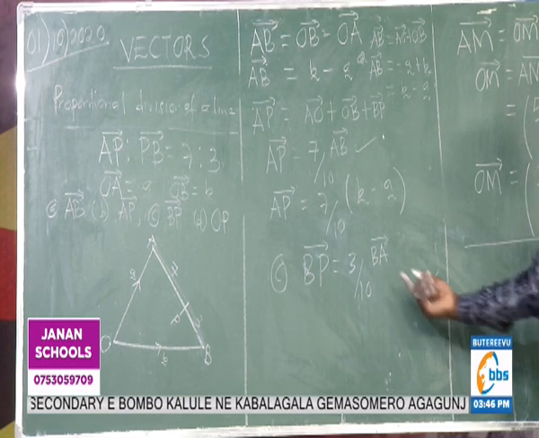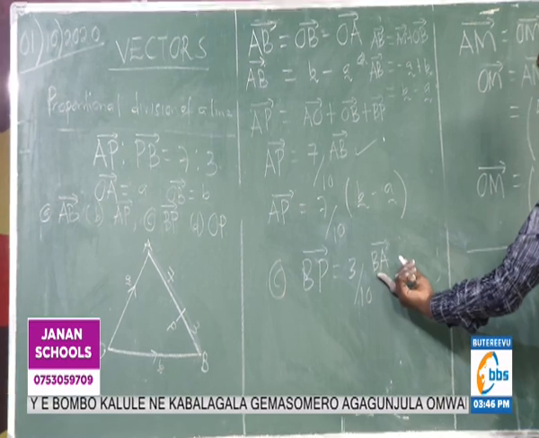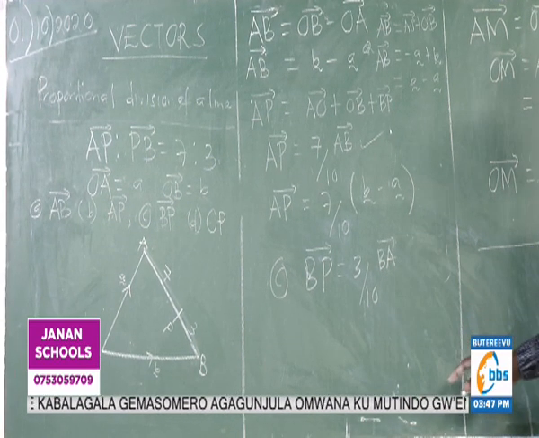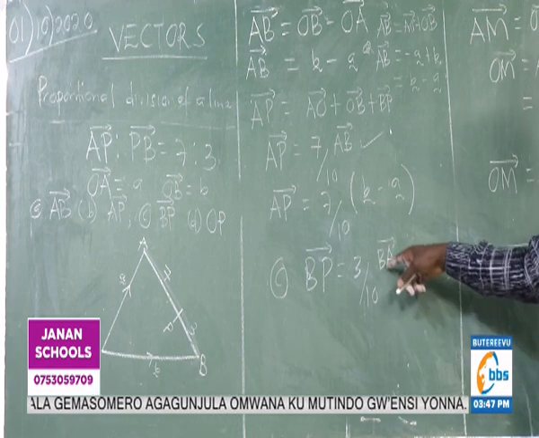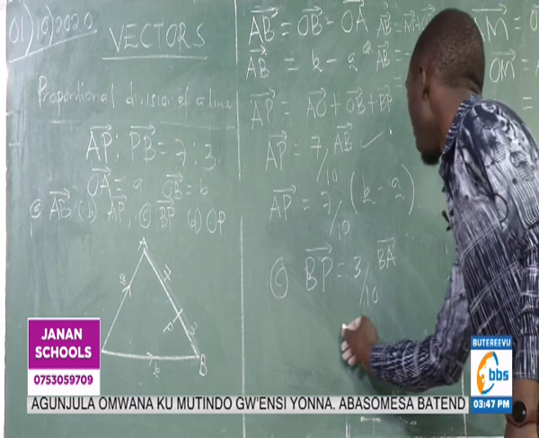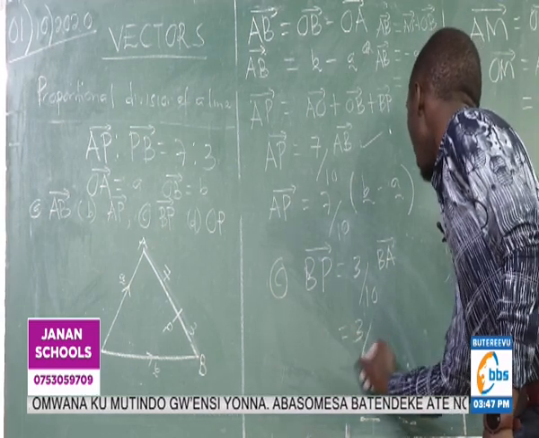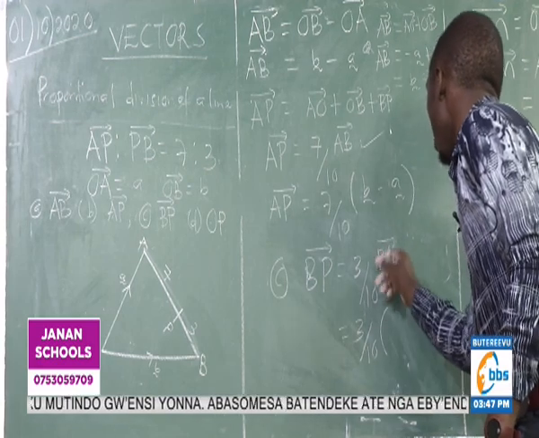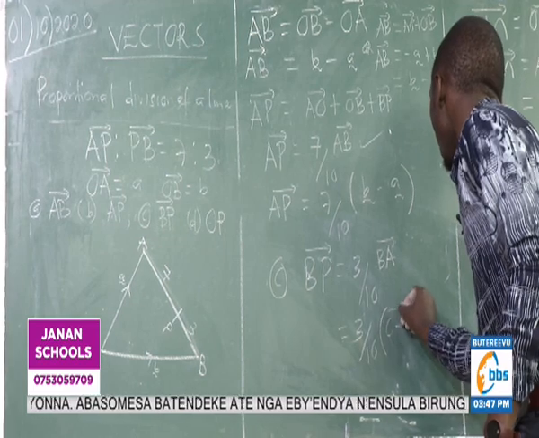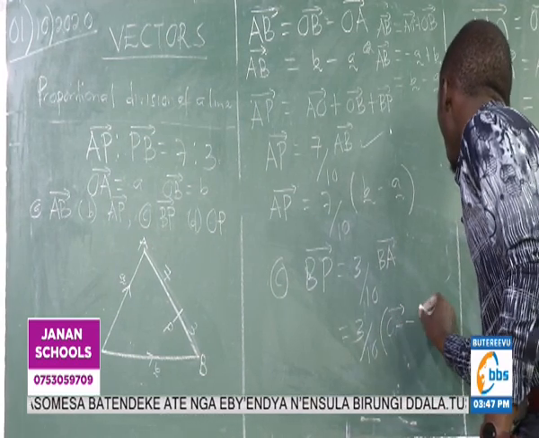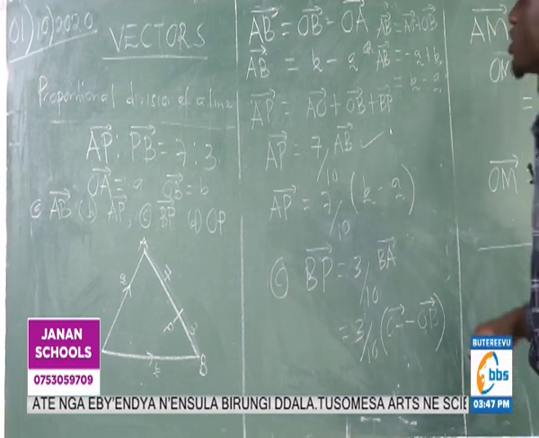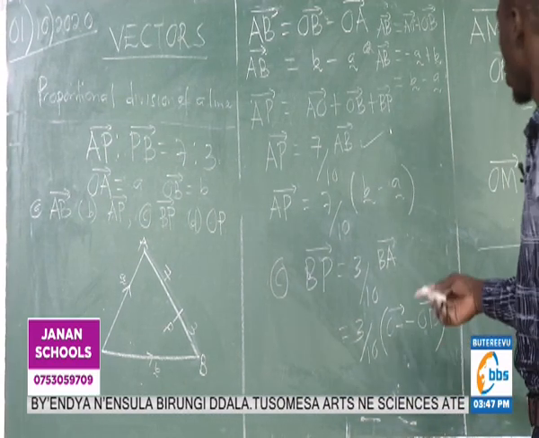So we just come back and make substitutions. Here we need to get BA. Remember, BA is negative AB. Also, you can get BA because you know BA is OA minus OB. You can still get it, there's no problem. So I'll be having this as 3 over 10, then BA is going to be OA minus OB. So just make substitutions here.